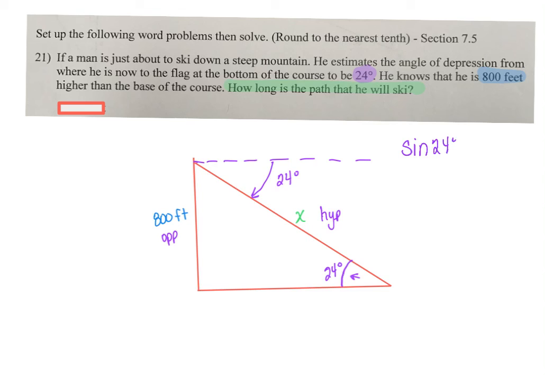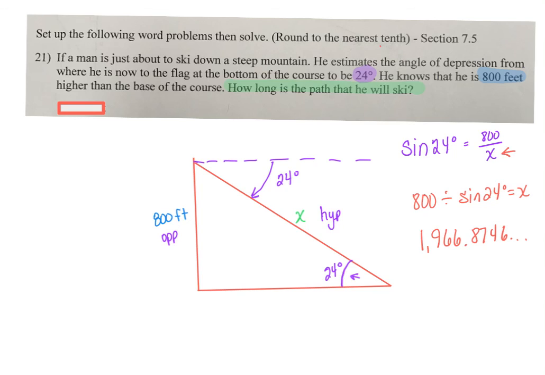Sine of 24 degrees equals opposite 800 over hypotenuse. Remember, when what you're solving for is on bottom, you are going to divide. So 800 divided by sine of 24 will equal my x. And when I take the 800 and divide it by the sine of 24, I will get 1,966.8746, and it keeps going.